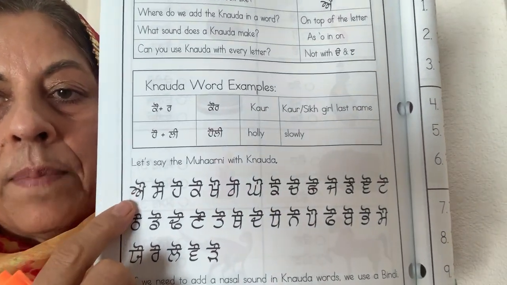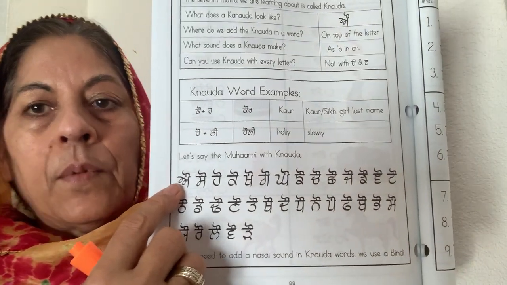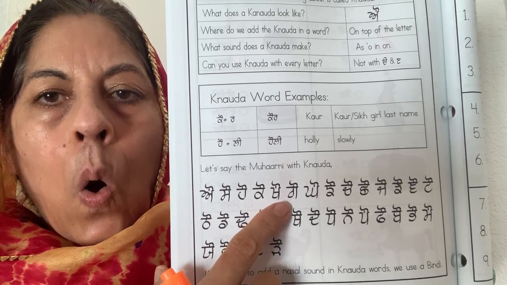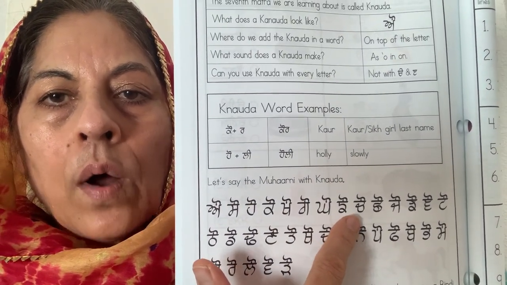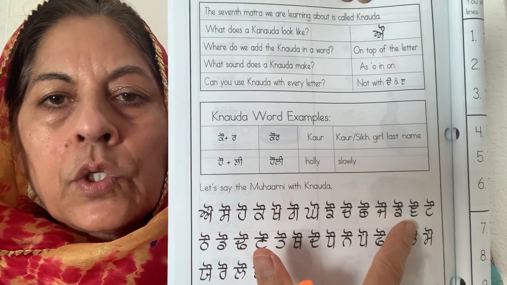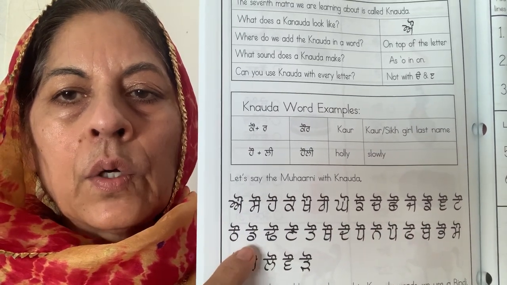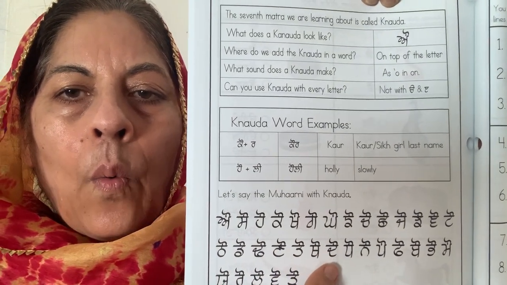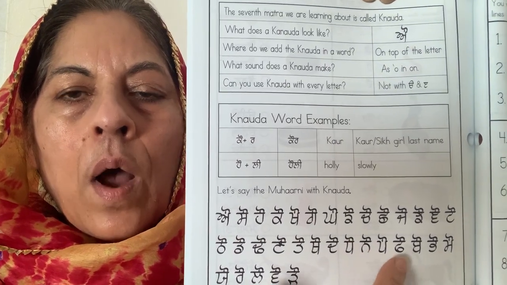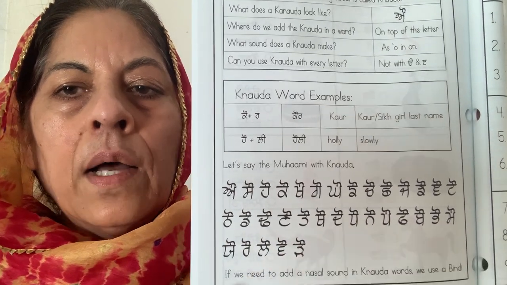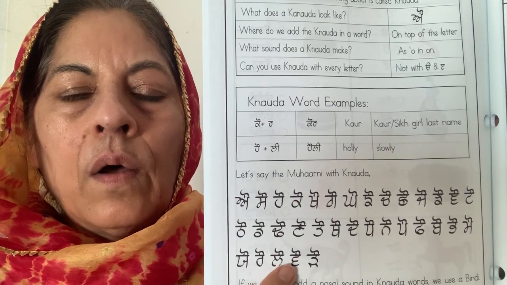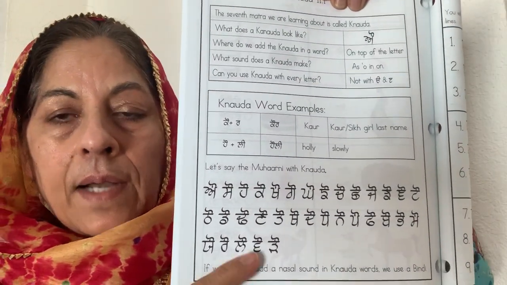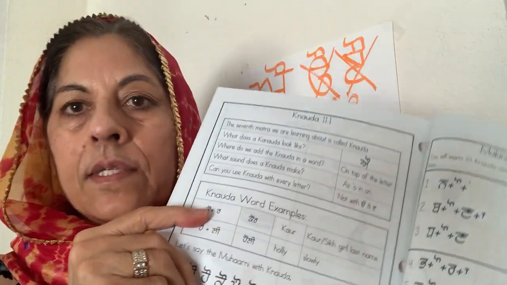This is the Mohrni. I always tell you Mohrni is the best thing you can do to learn matras, right? Let's say the Mohrni. Say it after me. Okay, and then you can also say the other letters with a bindi at the bottom, right? So say the Mohrni two or three times to yourself so that you will know the sound of Kanauda.